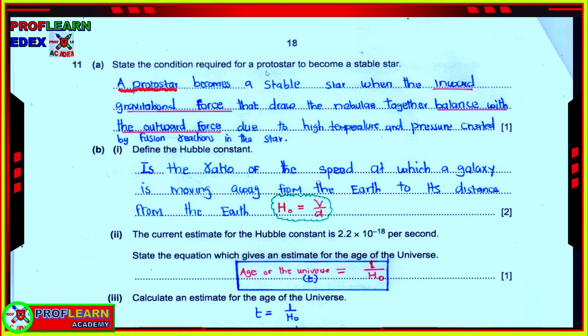So the condition for a protostar to become a stable star is that the inward gravitational force that draws nebulae close together balances with the outward force due to the high temperature and pressure being created from the core of the star.